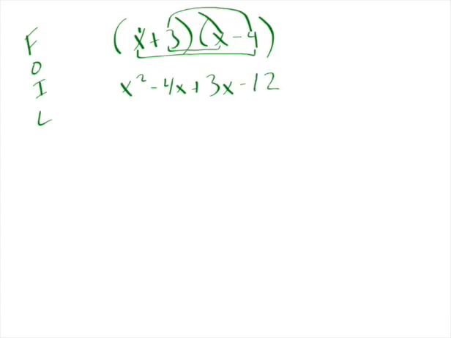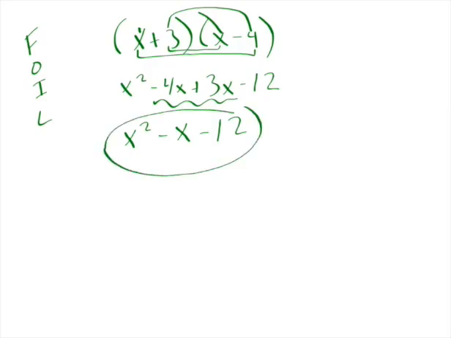So first terms, outer terms, inner terms, and last. You get used to this the more you do it. I can combine these middle ones. I have negative 4x and a positive 3x. That's going to give me a negative x. So it's going to be x squared minus x minus 12. And so this right here would be your final answer. Let's do another one.